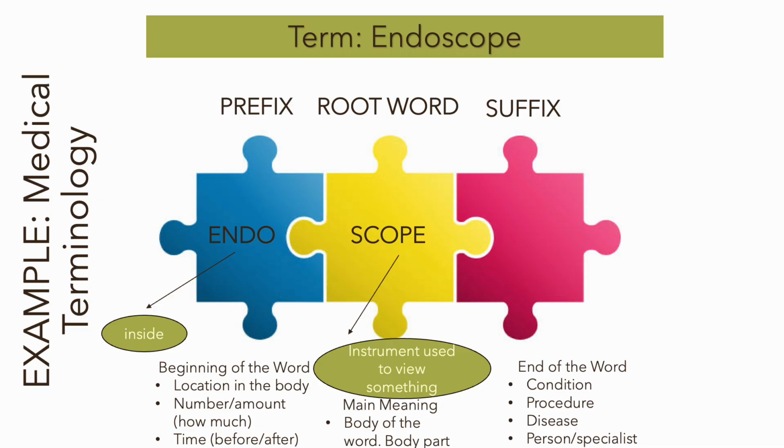You don't have a suffix on this one because it's a smaller word. But endo is inside. Scope is an instrument used to view something. Again, I gave you the example of a telescope. You're looking through that hole to see something on the other side. And so what does this mean? Endoscope is an instrument used to look inside the body, right?